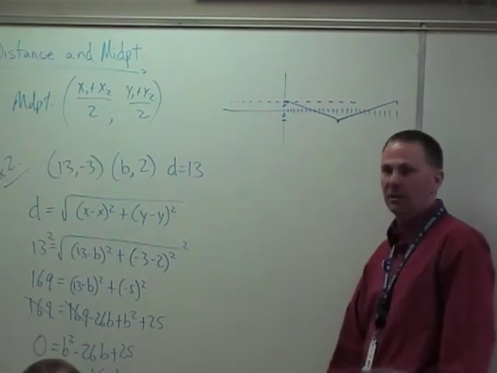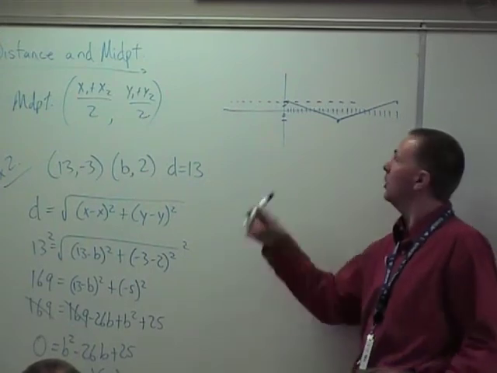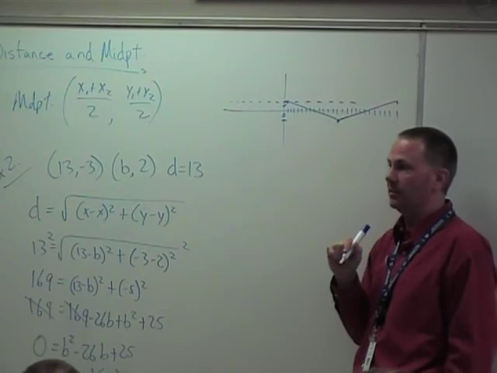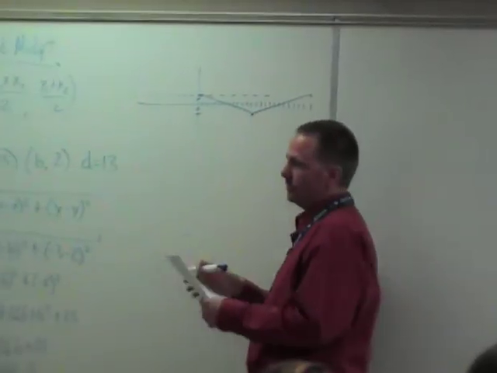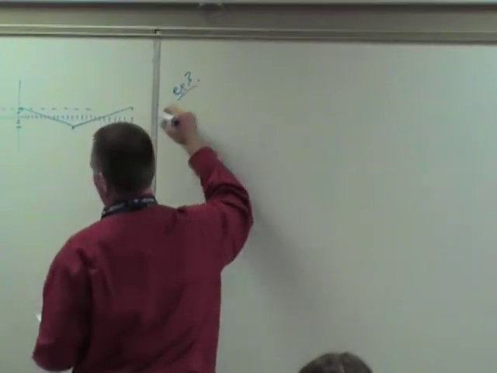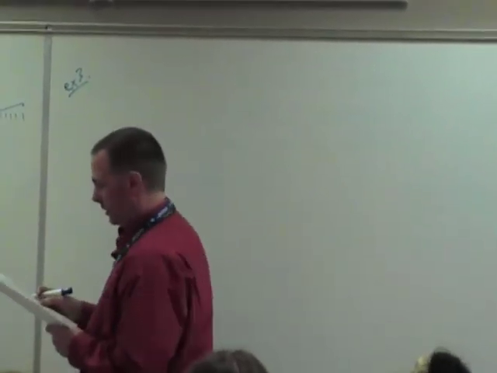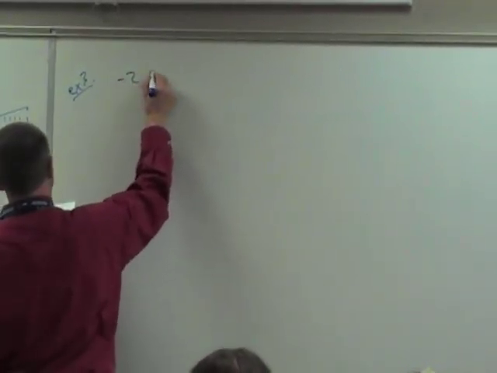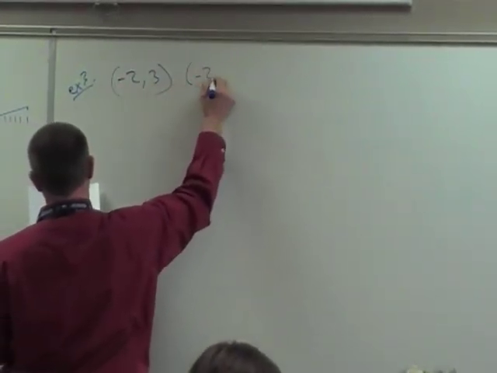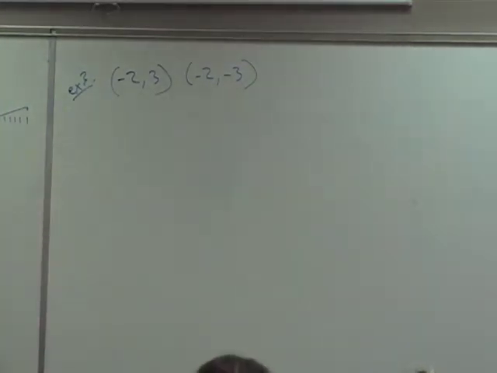There's possibly a couple different answers that you're going to get. Without more information, we don't know which one is correct. Okay? All right. So example 3. That's just a visual for you. You didn't need to mark that right there. Just trying to get you to think. Negative 2, 3. Negative 2, negative 3. Find the midpoint, please. Add your x's divided by 2. Add your y's divided by 2.